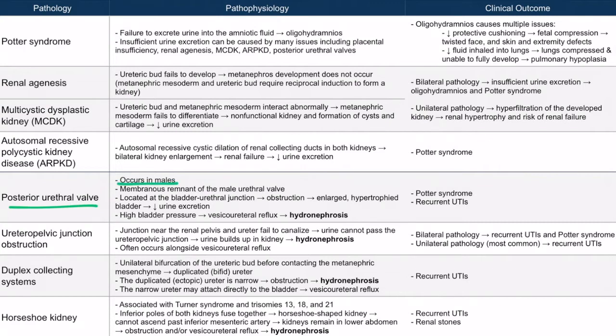Now let's discuss posterior urethral valves. This condition occurs in males, and it involves a membranous remnant of the male urethral valve, and it's located at the bladder-urethral junction. So it actually causes obstruction of the urine from the bladder to the urethra. And since the bladder struggles so much to expel urine past this membranous remnant, it will become enlarged and hypertrophied. And the lack of urine excretion, of course, leads to decreased urine excretion, which eventually leads to oligohydramnios and Potter syndrome. Additionally, that high pressure within the bladder will lead to something called vesico-ureteral reflux, and that can lead to hydronephrosis. Let me explain that concept visually.